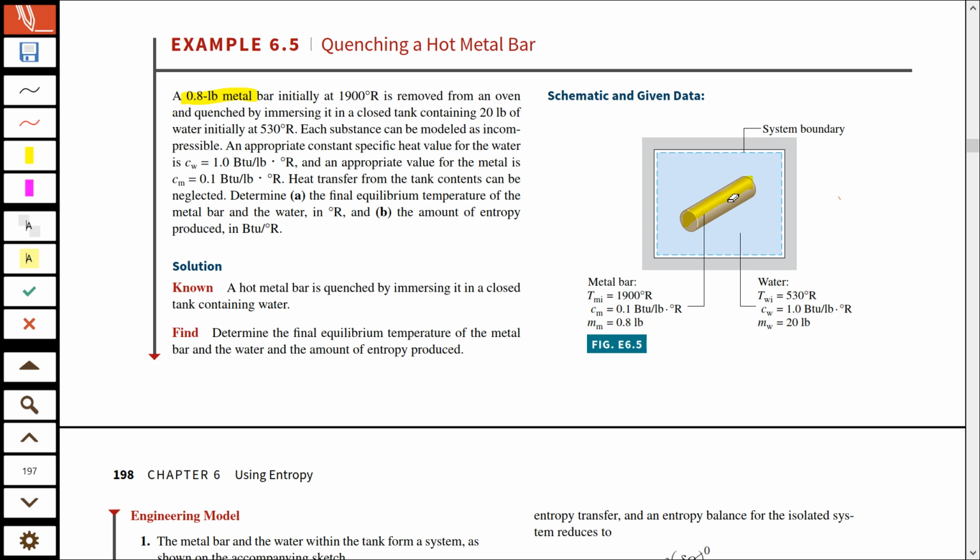Now this metal bar is very hot. Remember, see the temperature, 1900 Rankine is a large temperature, and it is inserted in water. That water is initially at 530 Rankine.